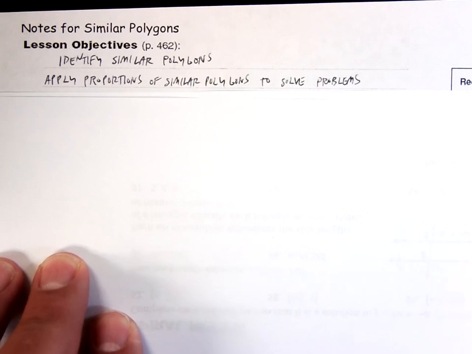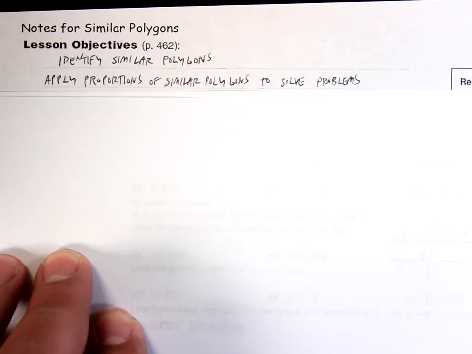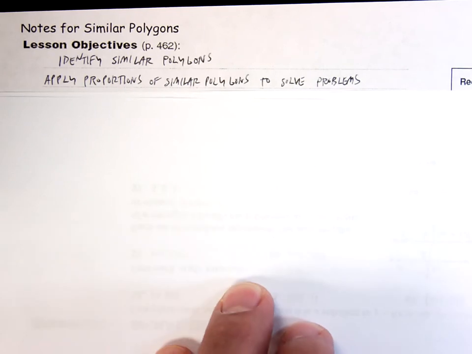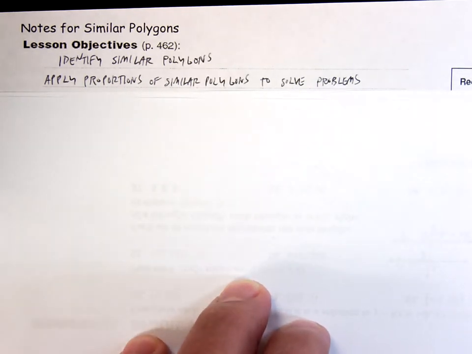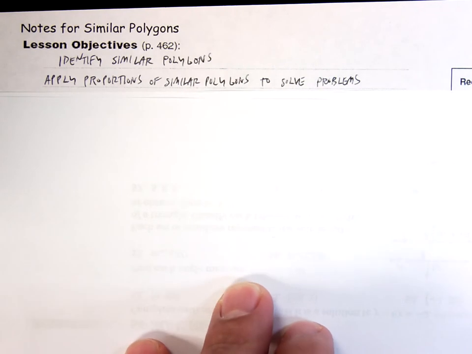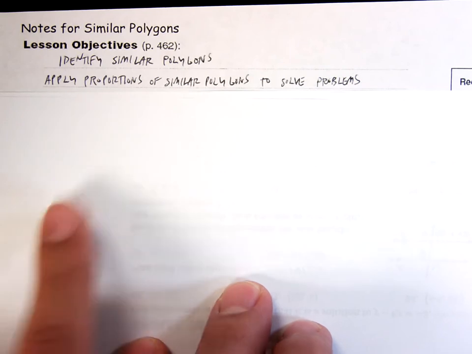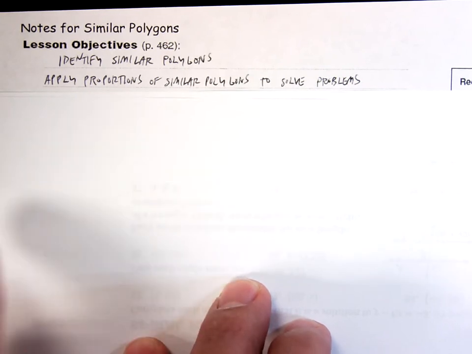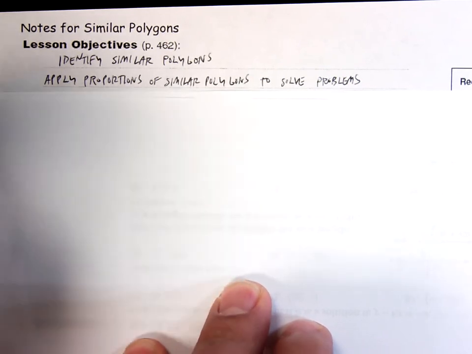Last time we started talking about ratios and proportions. We spent the time either being introduced to them, or maybe we had forgotten how to do some. We just did a bunch of practice problems. Now we have to figure out how to use those in a geometry class. So we're going to identify similar polygons, and we're going to apply proportions of similar polygons to solve problems.